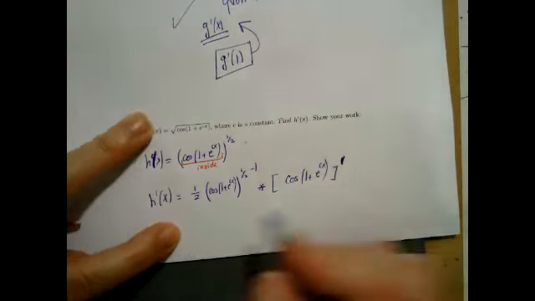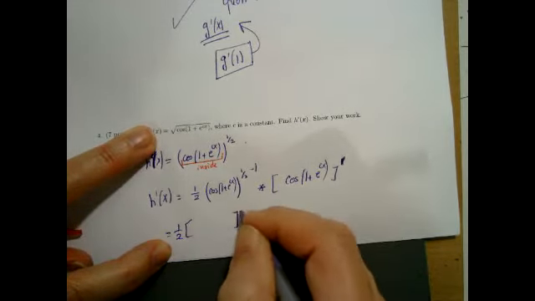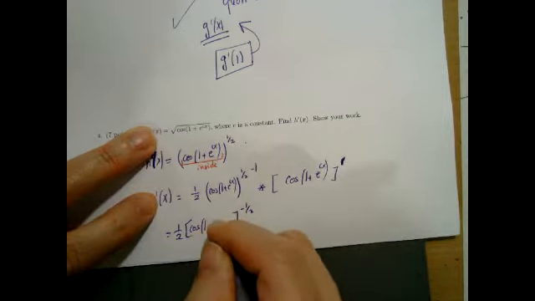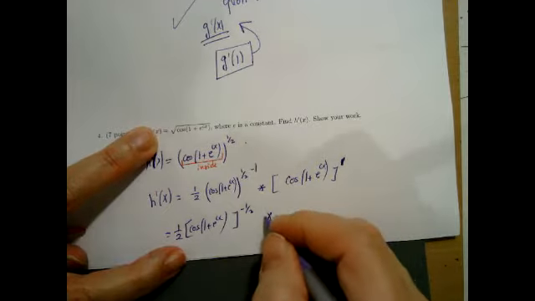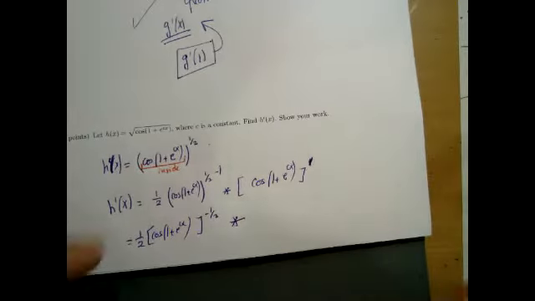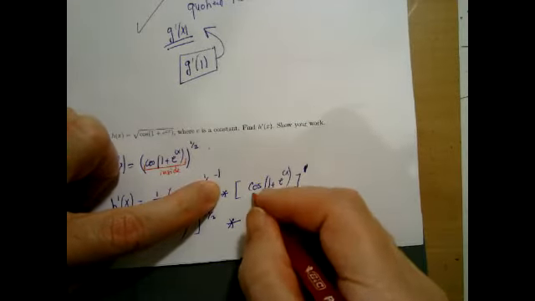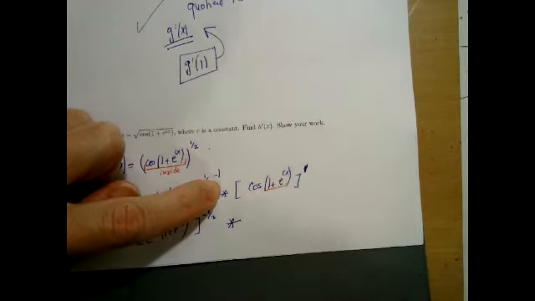Now, the first term would leave me with a half to the minus a half, and this is nothing more than that, times... Now, what's the derivative of cosine of 1 plus e to the cx? Again, we have an outside here and we have an inside here. So that's another chain rule.